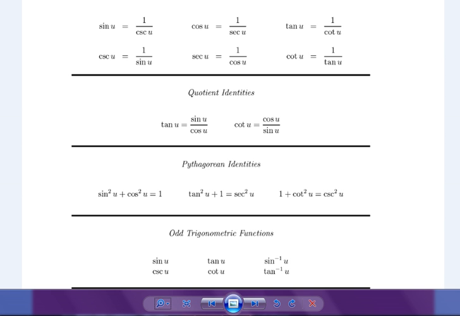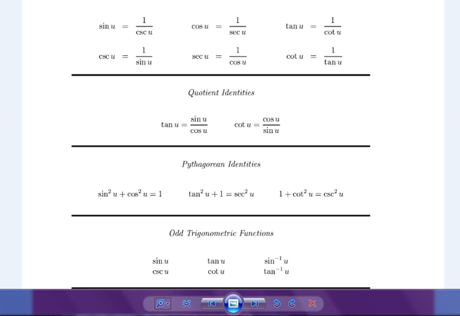Like, for instance, you already know that sine is the inverse of cosecant, and cosecant is the inverse of sine, and vice versa, right? So you already know these. You have something called your quotient identities. Did you guys know that tangent is sine over cosine? It makes sense because that would be y over x. Therefore, cotangent is what? X over y, or cosine over sine, right?